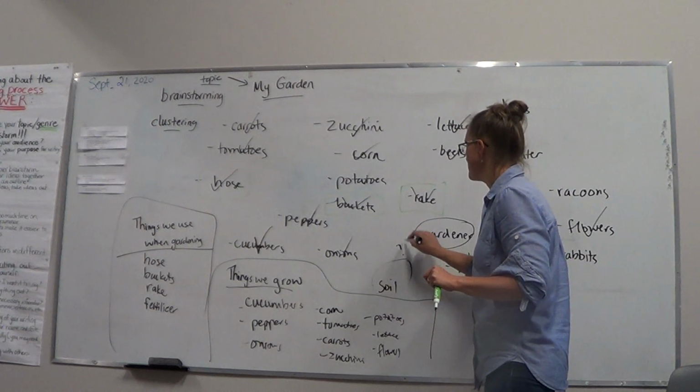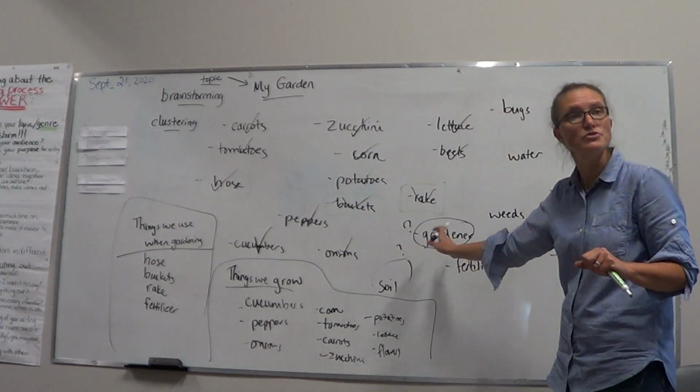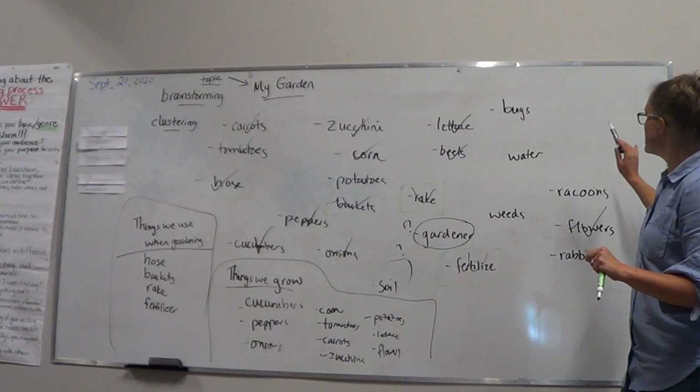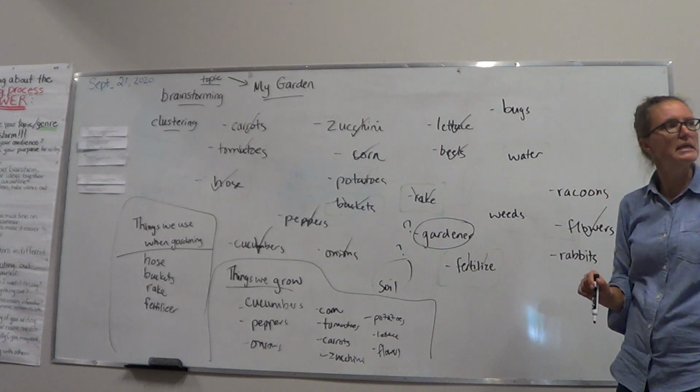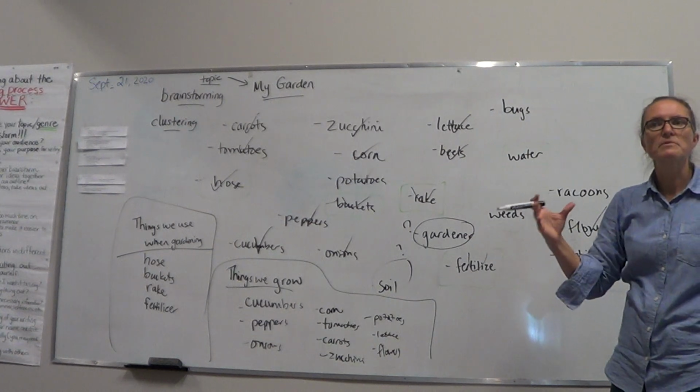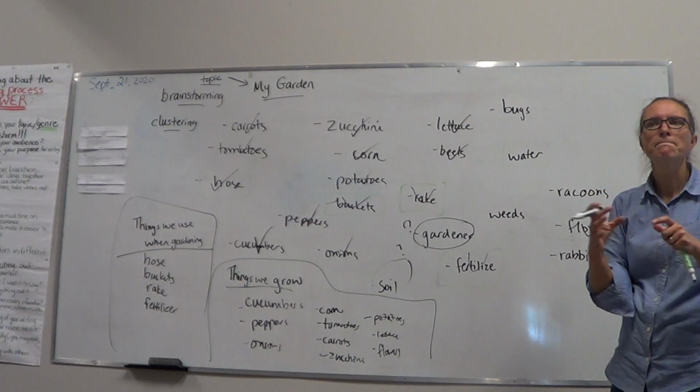around them and put a little question mark? We're not sure what we're going to do with those right now. But what's the same about bugs, raccoons, weeds, and rabbits? Is there a name that we have for them in English that we could call them as a group?